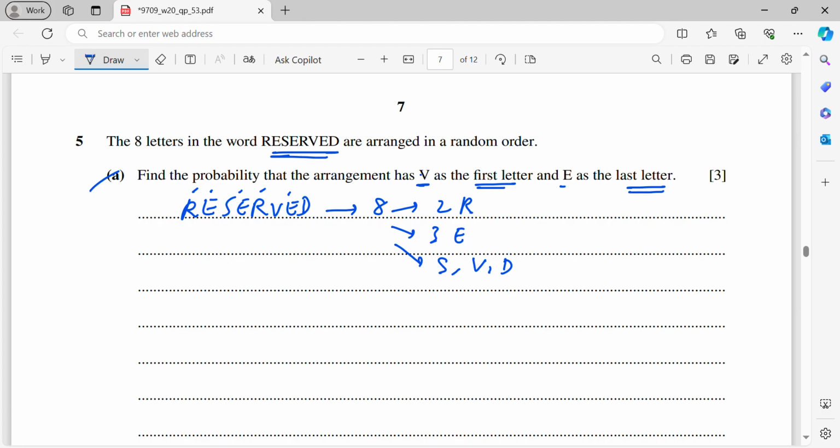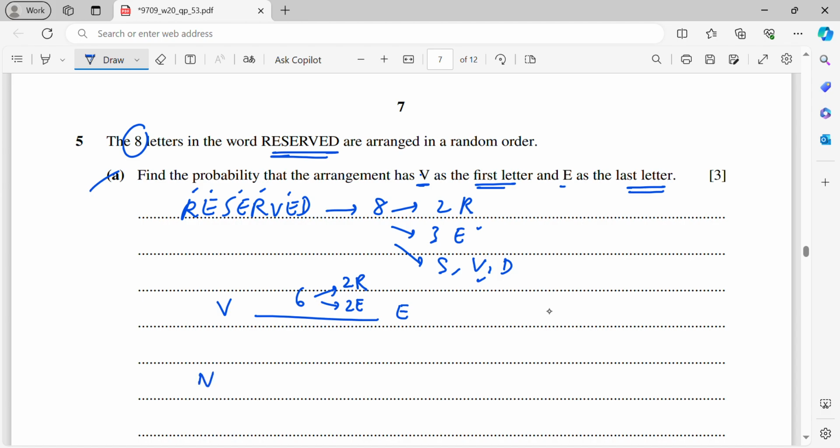Now, V as the first letter and E as the last letter. So it means out of the 8 letters here, you still have 6. Look here: V is taken, one E is taken, that means you still have 2 R's and 2 E's. So V and E we cannot swap, no more arrangements for these two letters. So just arrange the middle letters.